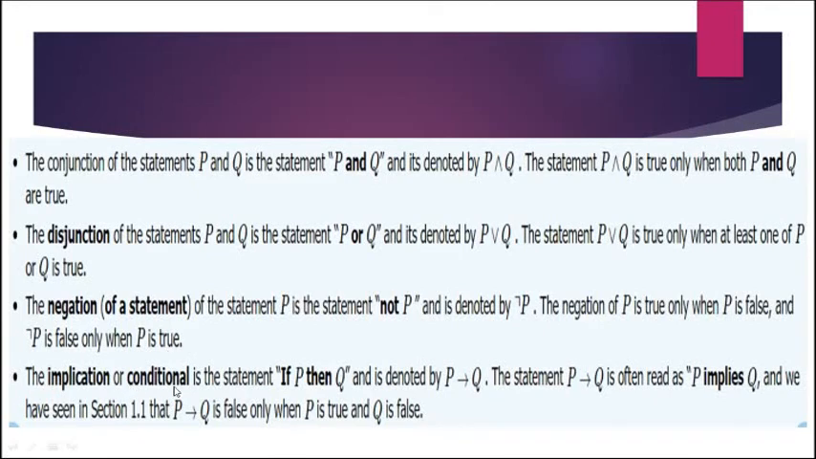The implication or conditional is the statement if P, then Q, and is denoted by P with an arrow to Q. The statement P arrow Q is often read as P implies Q. And we have said in section 1.1 that P implies Q is false only when your first statement is true and the second statement is false.